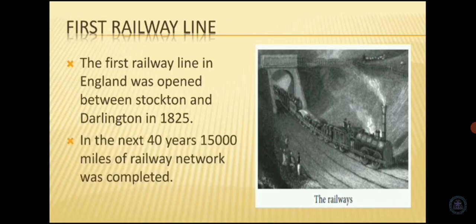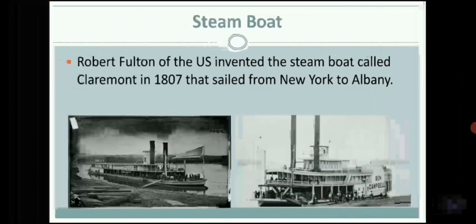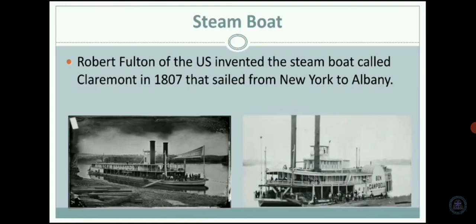Robert Fulton of the US invented a steamboat called Clermont in 1807 that sailed from New York to Albany. After a few years, steamboats carrying cargo shuttled along the rivers and coastal lines. By 1830, the 40 miles between Manchester and Liverpool could be covered in an hour and a half.